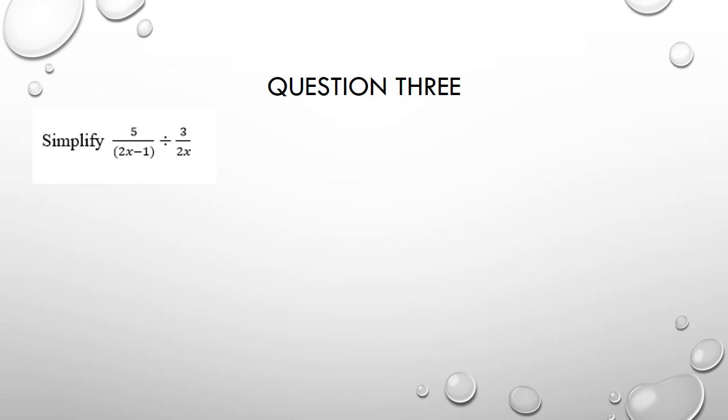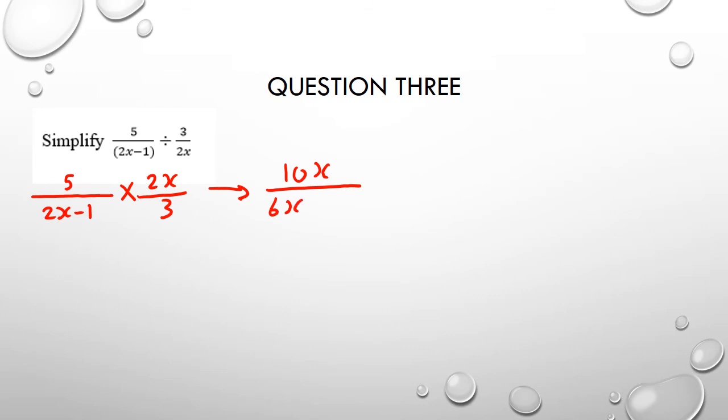Question 3, simplify. So you'll have 5 open bracket 2x minus 1, then changing the division into multiplication, flip over, you've got 2x over 3, then just give it 10x over 6x minus 3. And I can't simplify any further, so that's my final answer. Some people simplified the x's, which is incorrect, so that's your final answer.